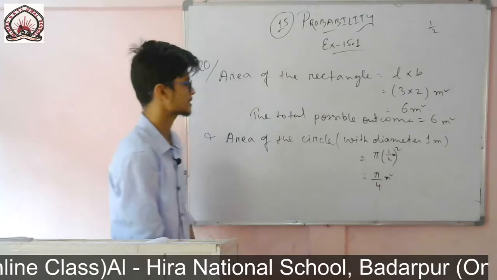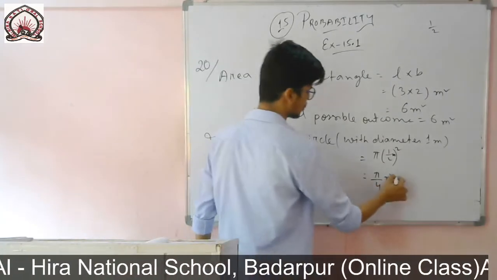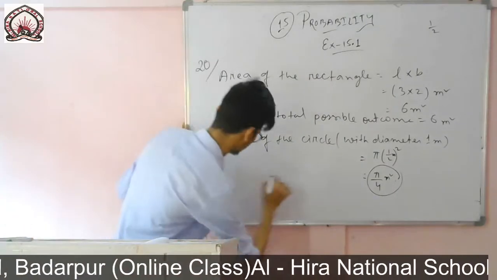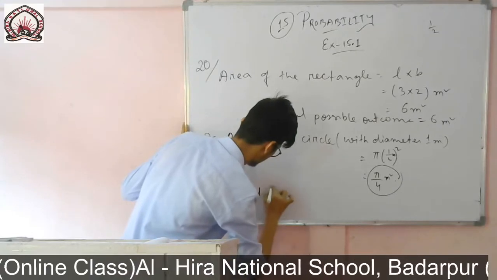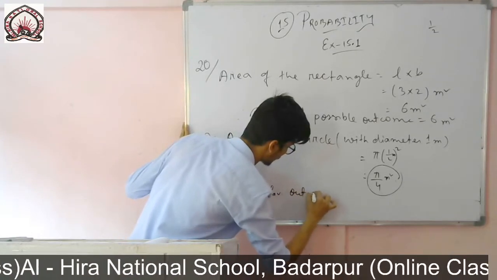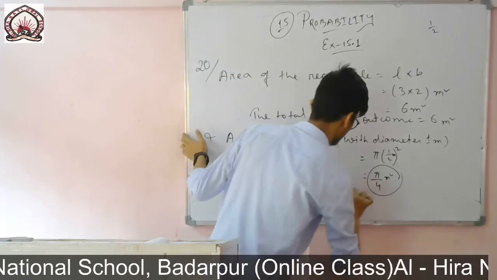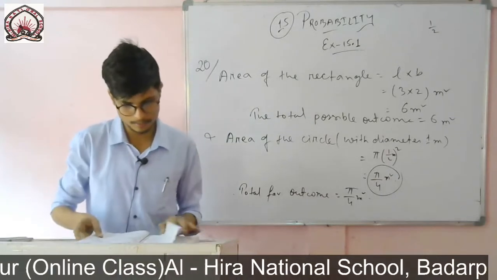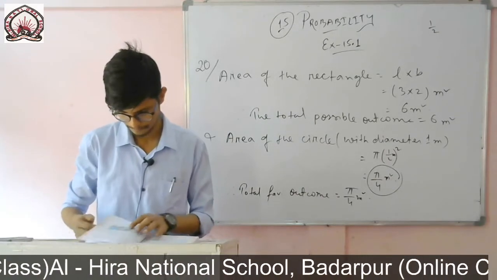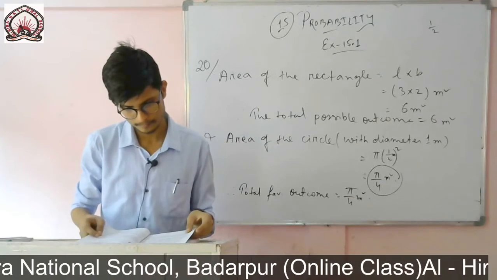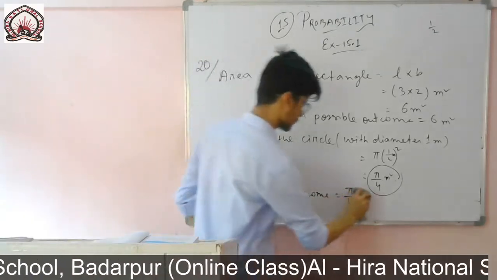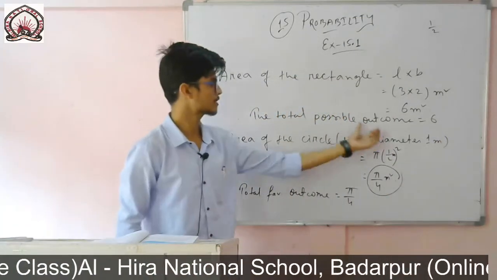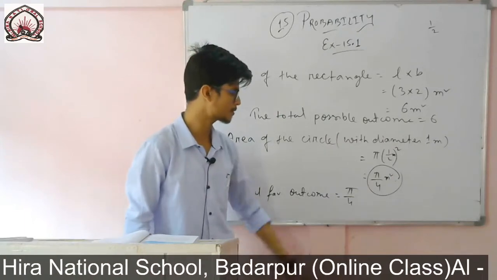So this is the area of the circle. This one will be our favorable outcome. Therefore the total favorable outcome is equal to pi by 4 meter square. One thing you do, no need to write the unit there, you just take the numbers. So total possible outcome is equal to 6, and the favorable outcome will be equal to pi by 4.